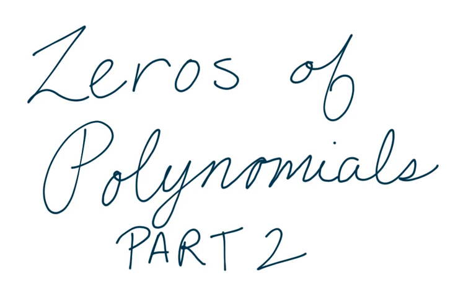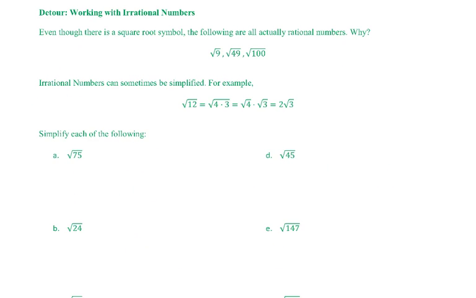In part 2 of Zeros of Polynomials, we're going to take a look at irrational numbers and solving quadratic equations and polynomial equations when we have irrational zeros. So let's take a look at these.